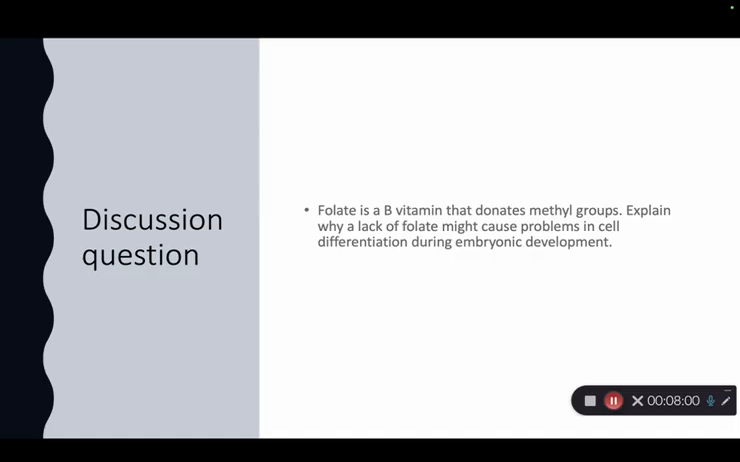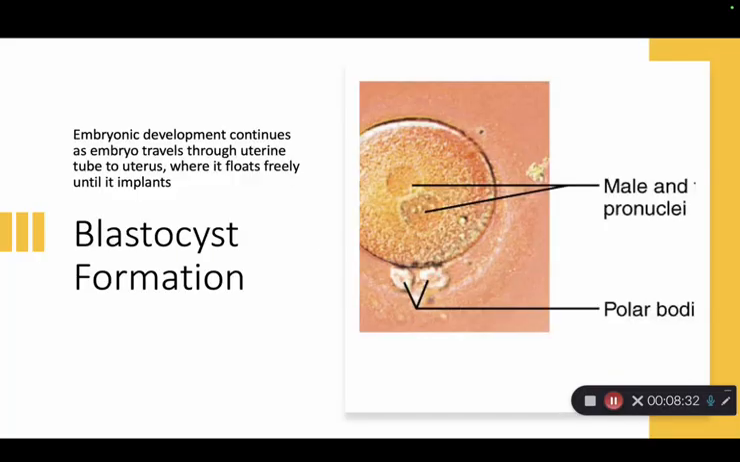So here's a place to apply what you've learned. Folate is a B vitamin that donates methyl groups. Explain why a lack of folate might cause problems in cell differentiation during embryonic development. Or how might a folate deficiency during pregnancy affect fetal development at the epigenetic level? What could this imply then for a public health strategy? These are the kind of questions that lie at the intersection of developmental biology, nutrition, and preventative medicine.